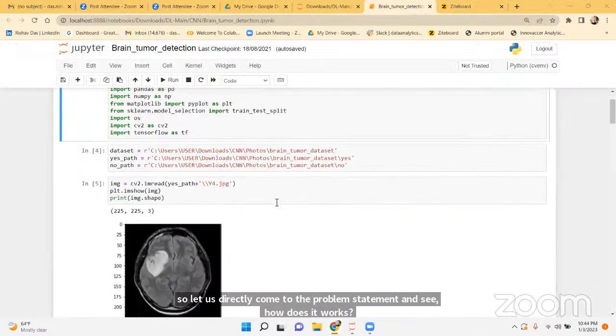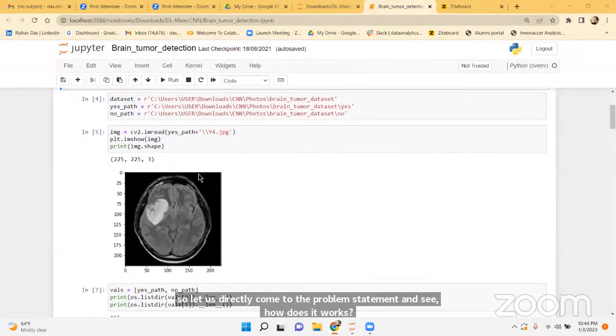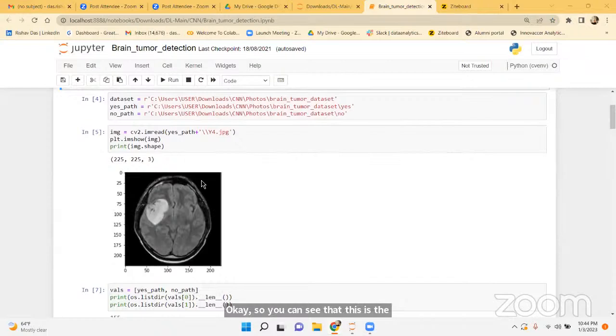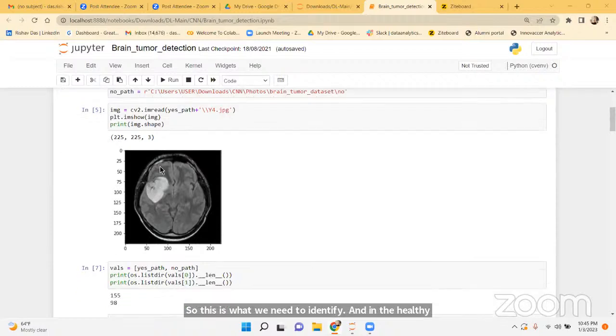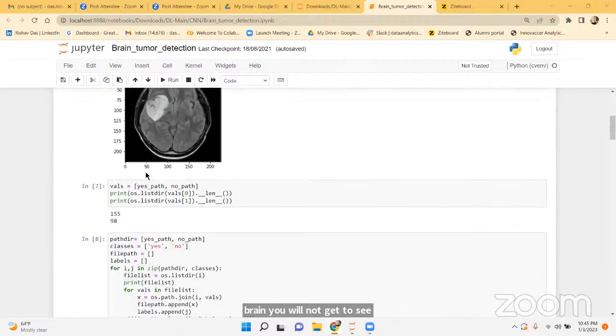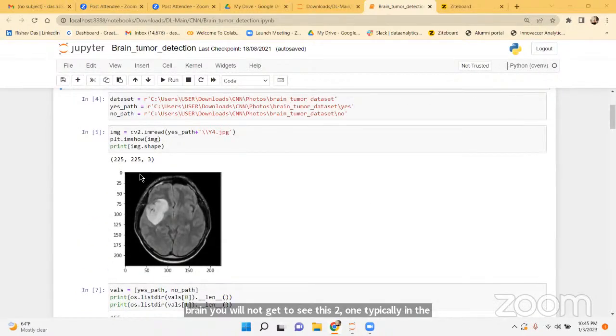You can see that this is the brain, a CT scan image, where you can see the tumor present over here. So this is what we need to identify. In a healthy brain, you will not see this tumor. Typically in a tumor-affected brain, you will see a tumor.